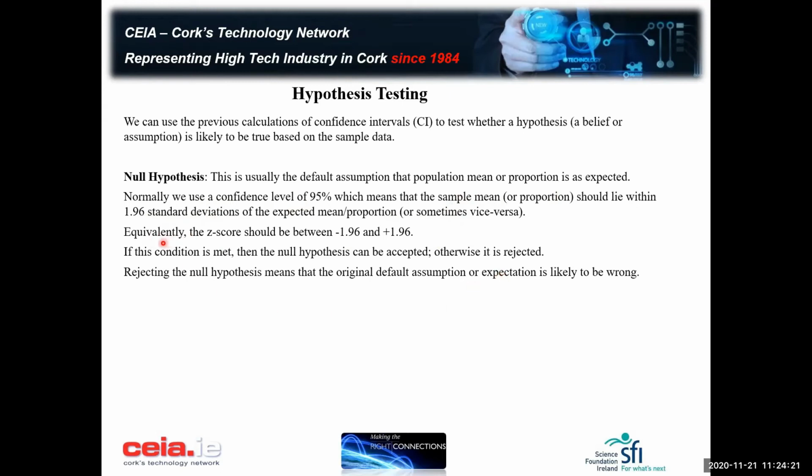An equivalent to that is to say that the z-score should be between minus 1.96 and 1.96, because the z-score is the number of standard deviations that you are from the mean. If you do meet this condition, it means you can accept the null hypothesis. If not, you reject it.